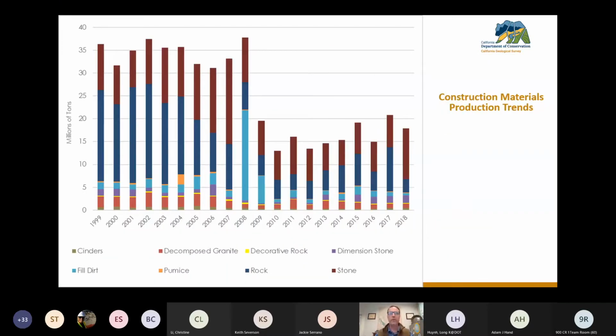Another way we display some of the data. And this is an annual report of just the current status of production and value in the state.